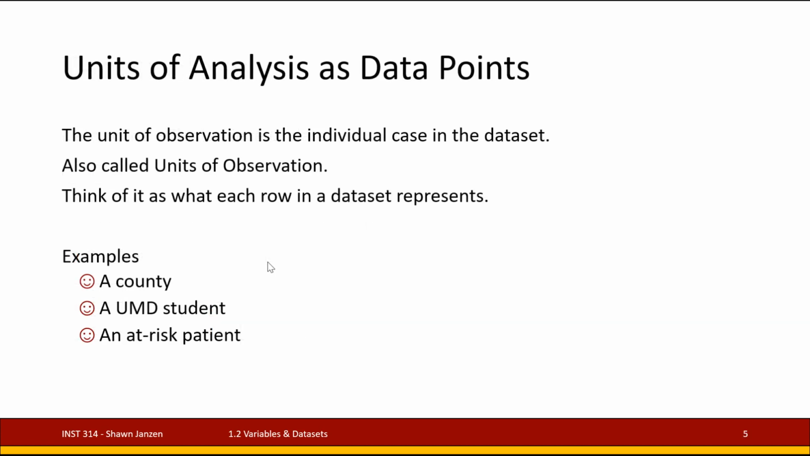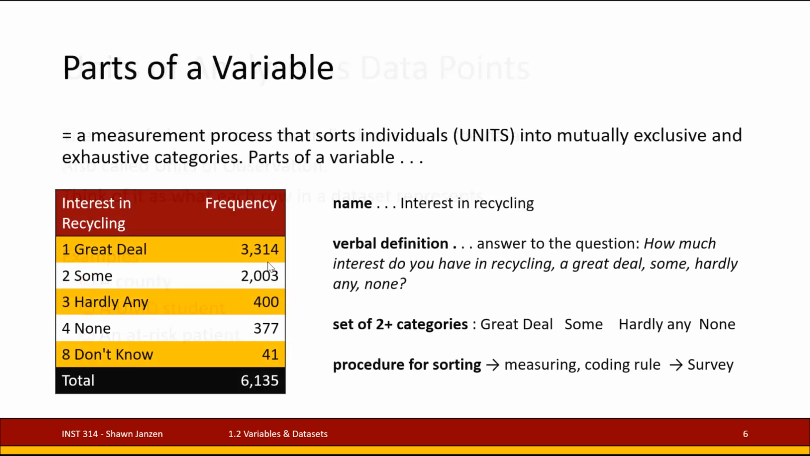Another thing we need to consider when we're talking about our data points are the units of analysis. These are the actual base level of those that we're taking a look at. They're also called units of observation. If we're thinking about the spreadsheet view with rows and columns, this would be the common denominator of what is in the different rows. So if we're looking at county level data, each row would be the particular counties across whatever geography we're looking at. If we're looking at the University of Maryland individuals in this room, the common denominator would be the UMD students. Perhaps we'd be looking at some medical health data, and so at-risk patients might be the units of observation.